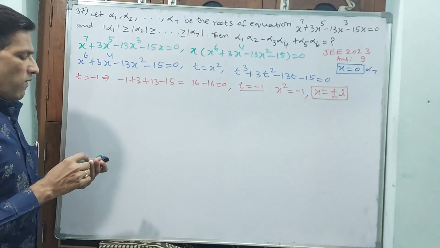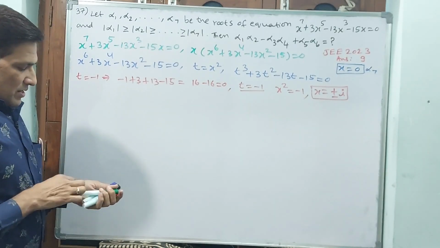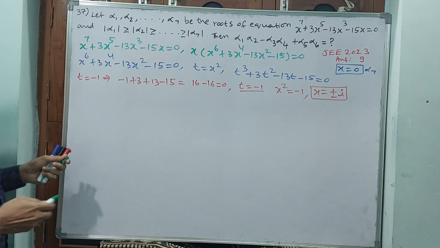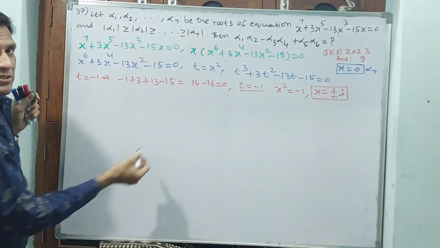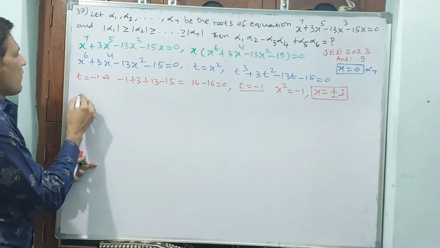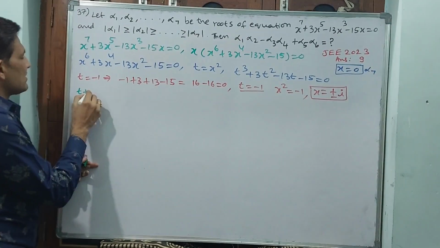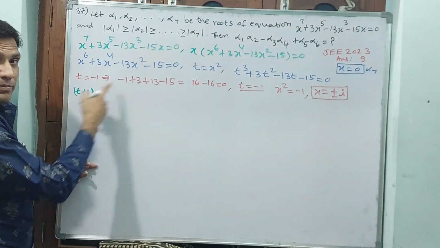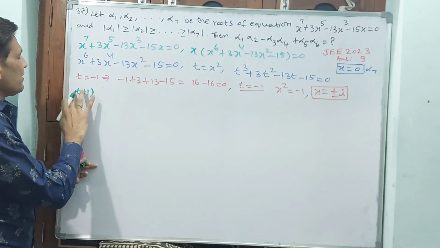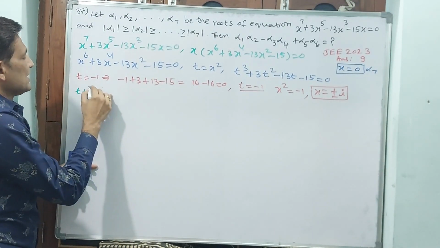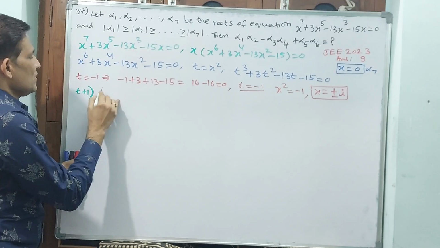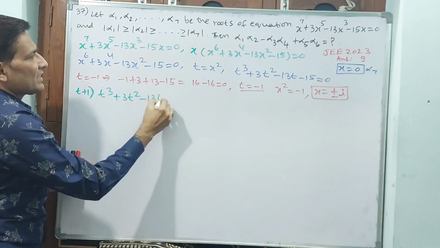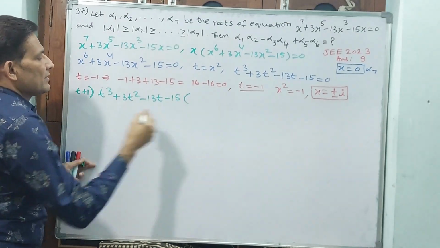Okay, now wait. Now this equation, how are we going to change? Observe carefully. I am dividing this equation by t plus 1. Why? Because t is equal to minus 1 means t plus 1 is equal to 0. T plus 1 is equal to 0. Then with this t plus 1 I am dividing this equation. Okay, the equation you see: t cube plus 3t square minus 13t minus 15.